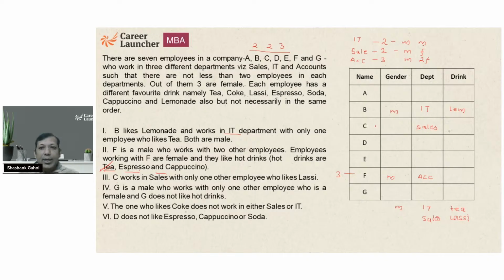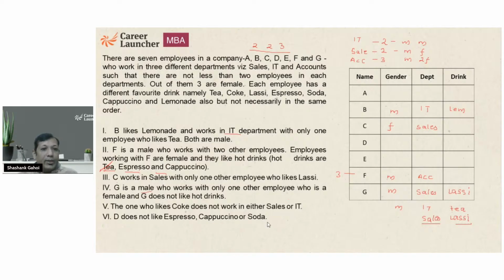Now it says that G is a male who works with one other employee who is a female, and G does not like hot drinks. It means the only possible outcome is that G must be in sales, and G is working with another employee that is also in sales, so that is C, so that must be female. This must be male. Now, what does G like? G must like lassi, because sales and lassi are going to go together. So I got the arrangement of three males and one female so far.